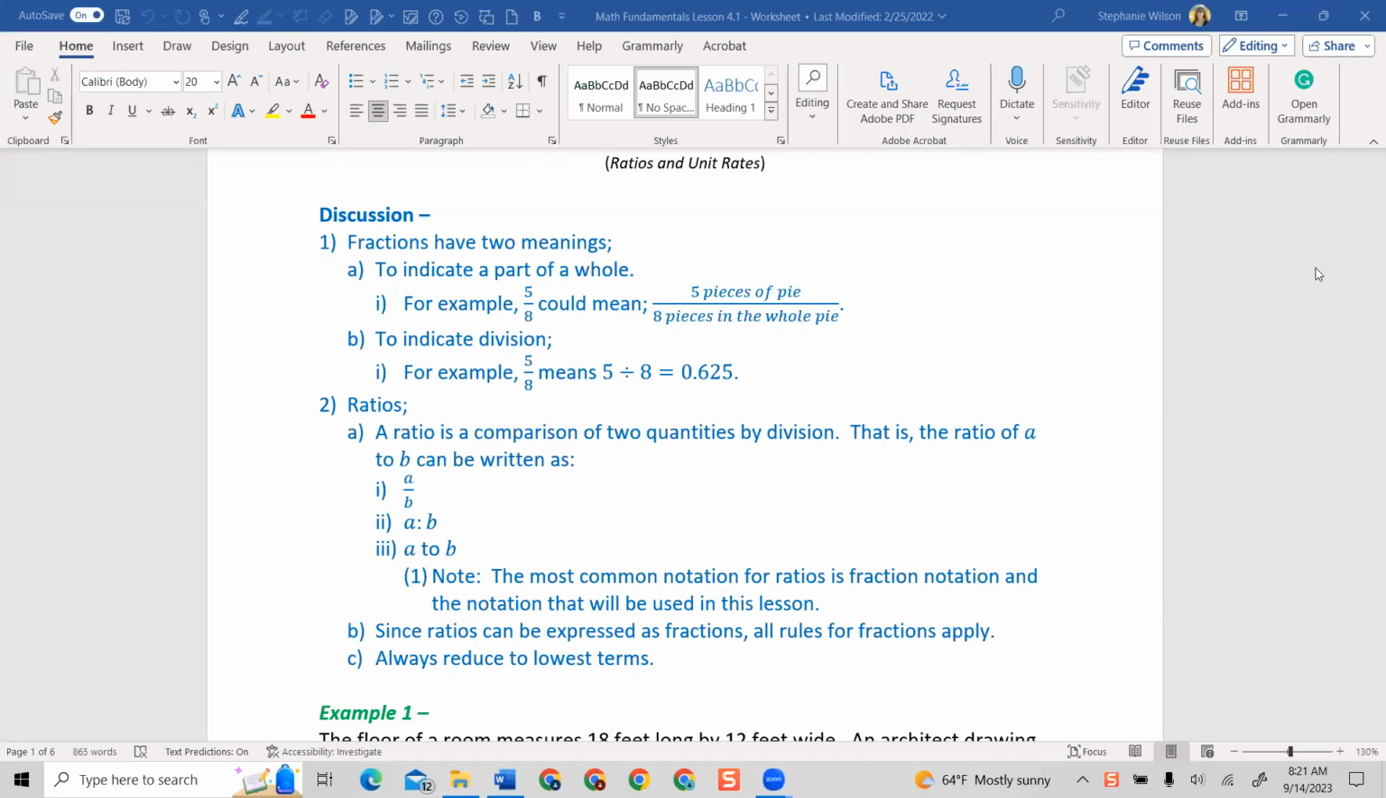So let's talk about ratios and unit rates. If you want to pause this video long enough to go over the material in blue, go for it. Now let's go ahead and get started.